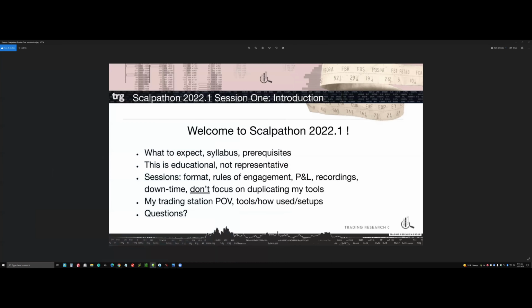All right. So that covers the syllabus and the prerequisites. I'm going to talk a little bit more about what to expect on each topic, but basically our mission here is for you guys to see a very simple approach to scalping that works pretty much 24 hours a day, as long as you're mindful that the opening of regular trading hours is very different than the middle of the night.